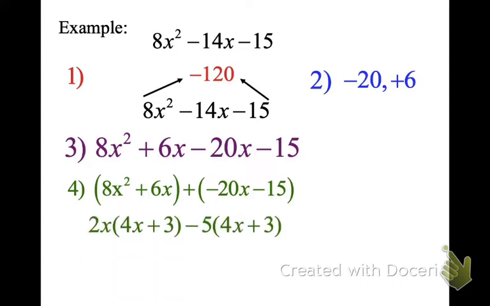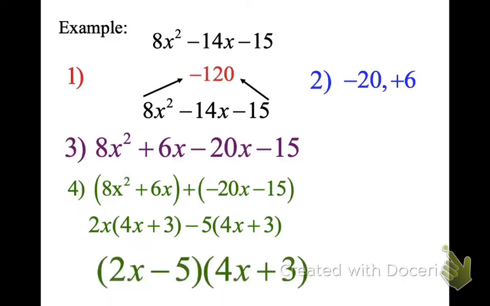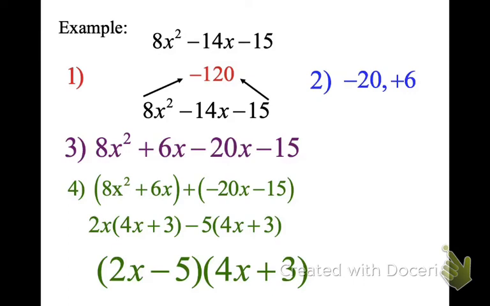Then our leftovers become one parenthesis, and our lookalikes become the other. Notice we no longer have a plus sign in between the parentheses. If I foiled that answer, I would get the 8x squared minus 14x minus 15.